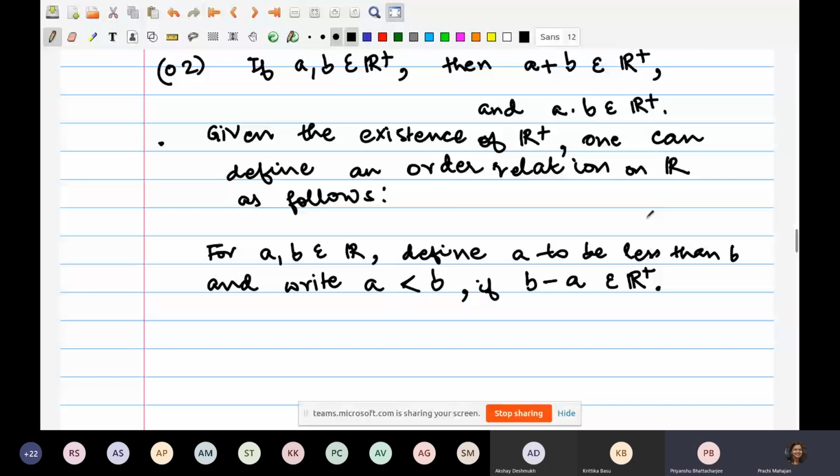Ma'am, shouldn't it be a double implied statement, not just a single one? So this is a definition. This is an if and only if. If this happens, then we say A is less than B. If A is less than B, then this happens. This is a definition, there's no implication here. Is that okay? Yes, ma'am.